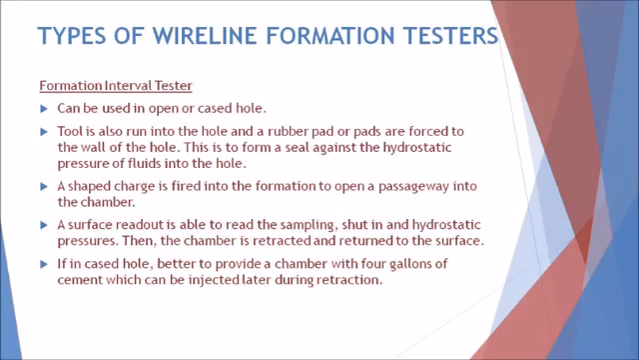This is to form a seal against the hydrostatic pressure of fluids into the hole. A shaped charge is fired into the formation to open a passageway into the chamber. A surface readout is also able to read the sampling, shut-in, and hydrostatic pressure. The chamber is retracted and returned to the surface. However, in the case of open or closed hole, it's better to provide the chamber with 4 gallons of cement, which can be injected later during the retraction.